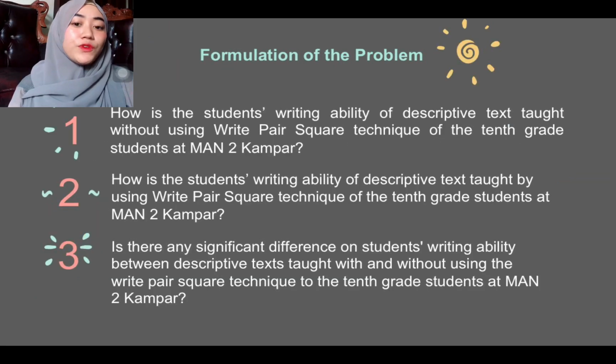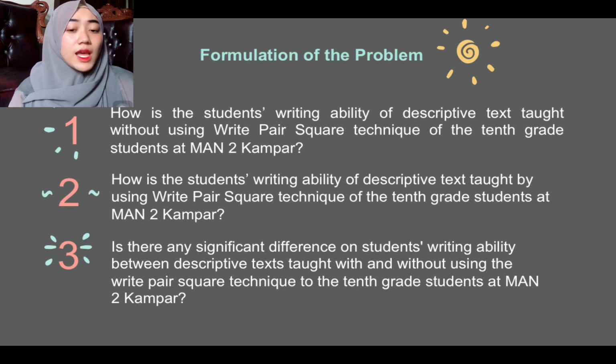Okay, next we go to the formulations of the problems. So there are 3 formulations of the problems. The first one is how is the students' writing ability of descriptive text without using Right Pair Square technique of the 10th grade students of Mandua Kampar. The second one is how is the students' writing ability of descriptive text taught by using Right Pair Square technique of the 10th grade students of Mandua Kampar.